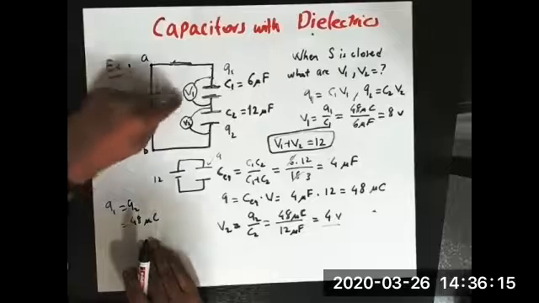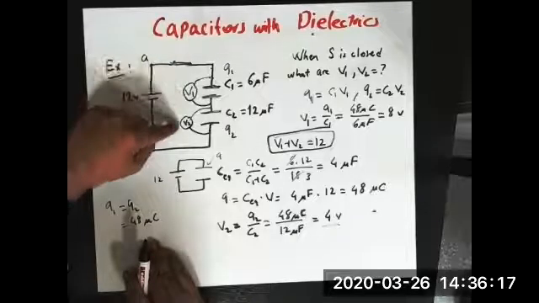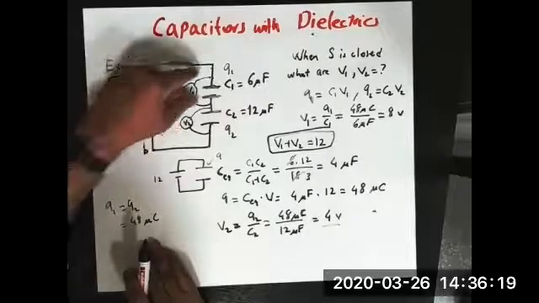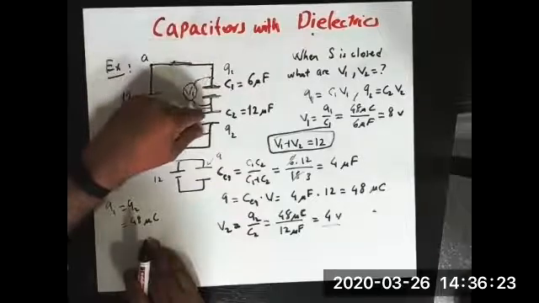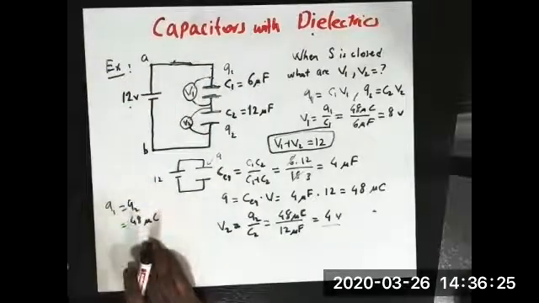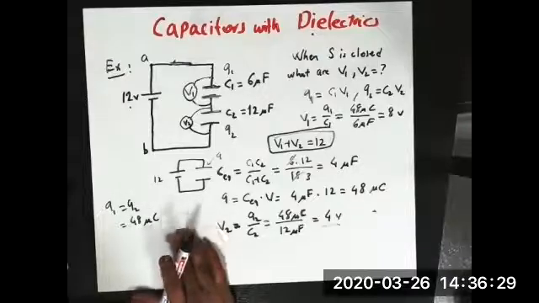But these voltages are not absolute voltages. They are just the potential difference, the voltage difference between the plates of each capacitor. So, any questions for this?